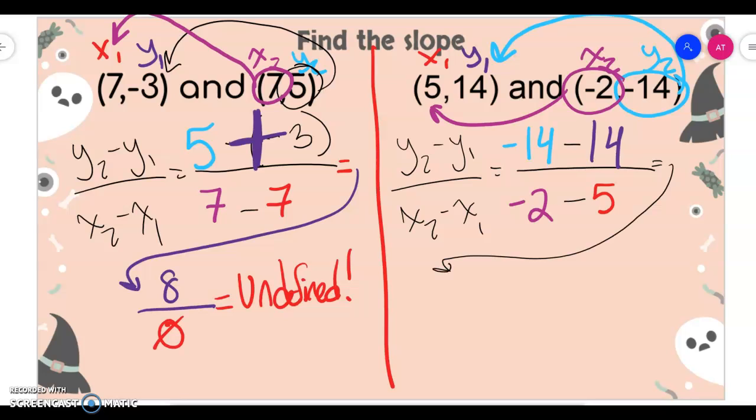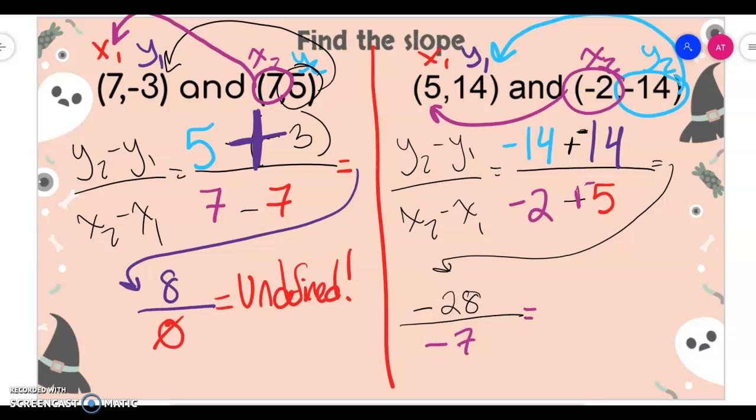So I have -14 minus 14. Remember, they're both negative. Remember the keep, change rule? Keep the first number the same, change the sign, and then change the positive to a negative. So I'm basically adding -14 and -14, which is going to give me what? -28, yes. Same thing with the bottom. Keep, change. -2 plus a -5 is going to give me what? -7.